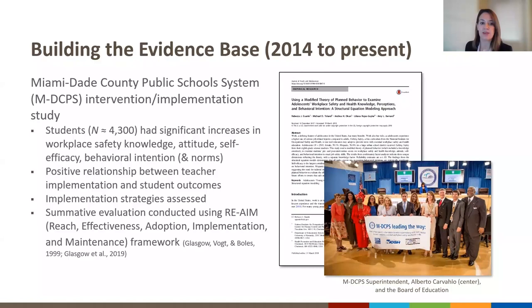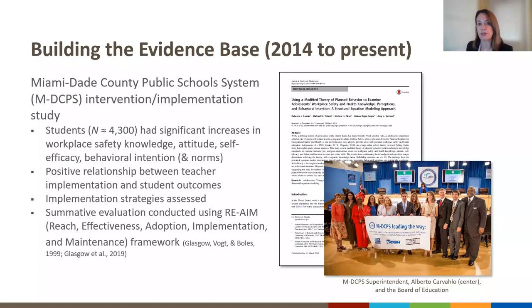In terms of effectiveness outcomes, after receiving the Talking Safety intervention, students in the study had significant increases in their workplace safety and health knowledge, attitude, self-efficacy, behavioral intention to enact safety and health skills on the job, and social norms. In terms of implementation outcomes, we found that there was a positive relationship between teacher implementation fidelity and student outcomes, such that teachers delivering the curriculum as it was designed had students with higher scores across all of the measures of interest.